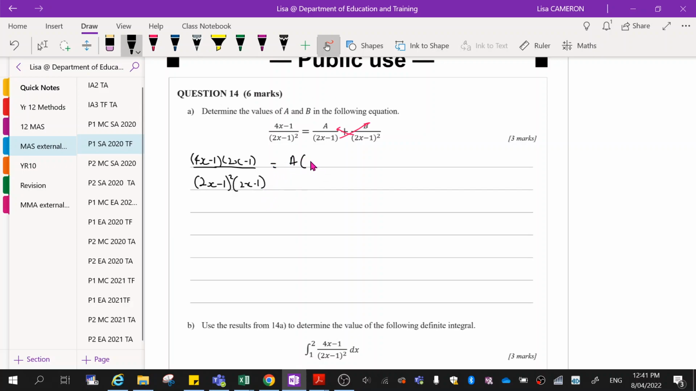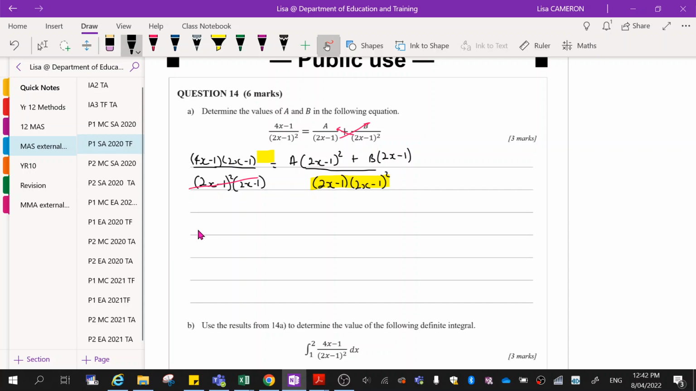Okay, so then a(2x − 1)² plus b(2x − 1). And that'll all be over (2x − 1) times (2x − 1)². Okay, so what happens when I move this up over here by multiplying? It'll come up there, which will cancel this bottom line as well. So that's why I'm only left with the numerators. So now I'm going to expand everything that I've got.